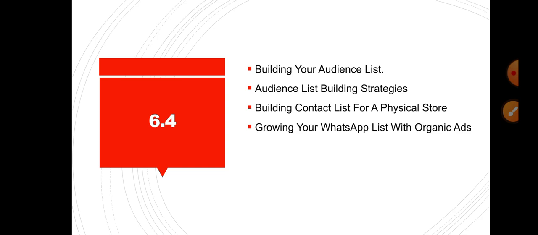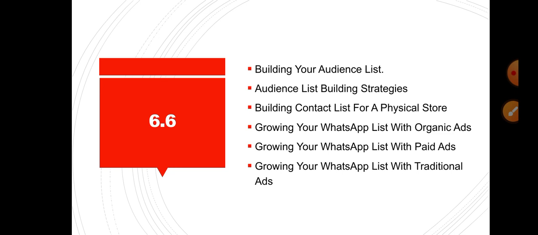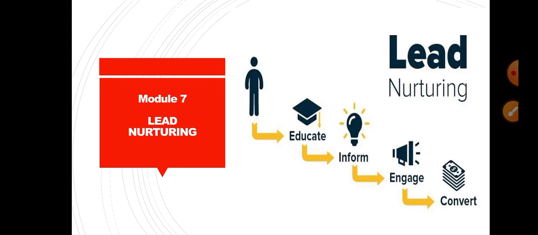Then another one will be growing your WhatsApp list with organic ads. Then next will be growing your WhatsApp list with paid ads. And then finally, growing your WhatsApp list with traditional ads. Okay. Then we move to module 7.